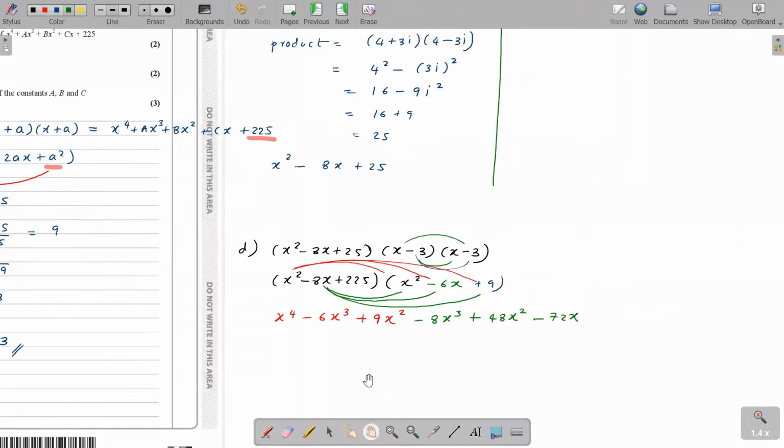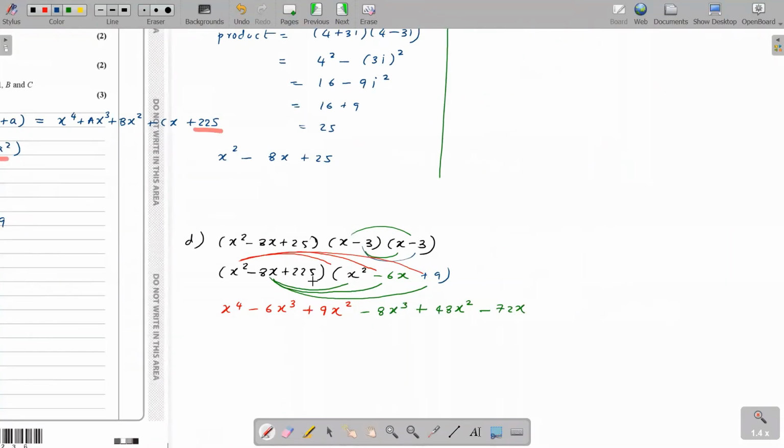Are we done yet? Now there's another term to simplify. 225 into x square is plus 225x square. 225 into minus 6x is minus, multiply and tell me the answer. How much? 225 into 6. How much? Sorry, not 225. It should be 25. Yeah, sorry, it should be 25.